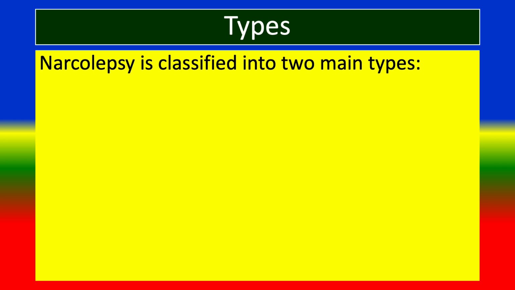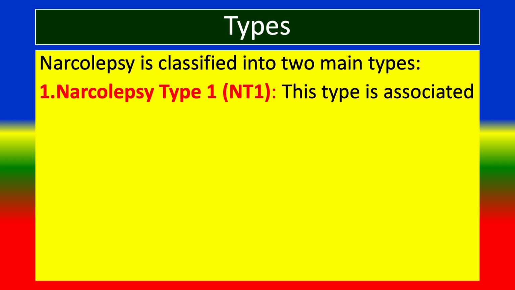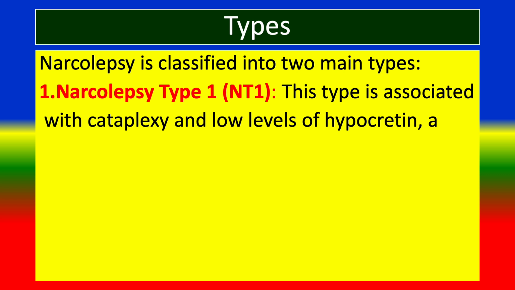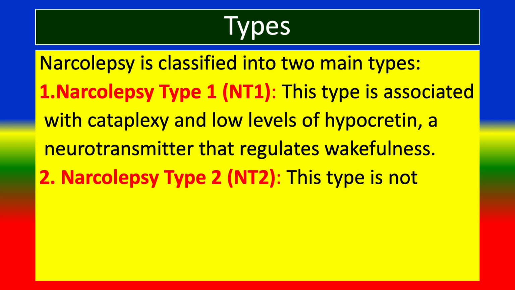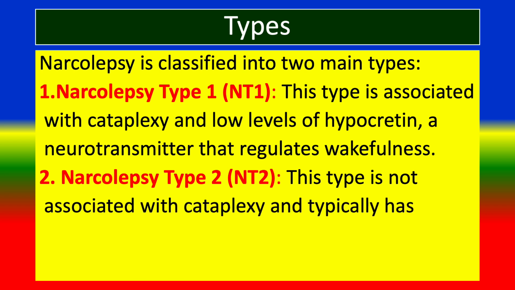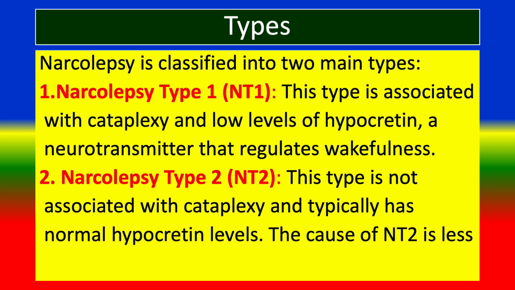Types. Narcolepsy is classified into two main types. 1. Narcolepsy type 1. This type is associated with cataplexy and low levels of hypocretin, a neurotransmitter that regulates wakefulness. 2. Narcolepsy type 2. This type is not associated with cataplexy and typically has normal hypocretin levels. The cause of NT2 is less understood than NT1.